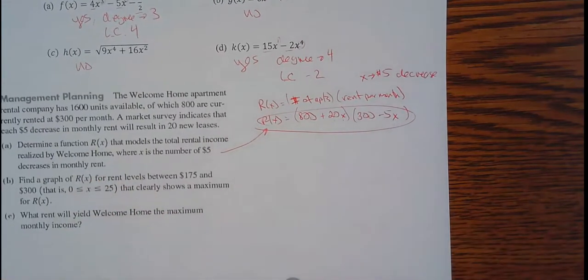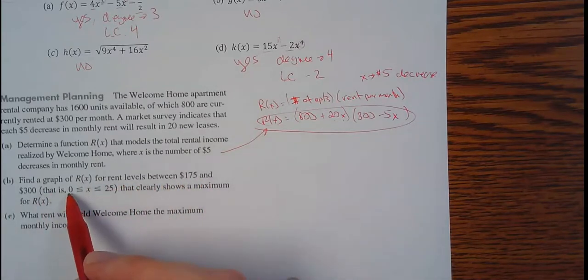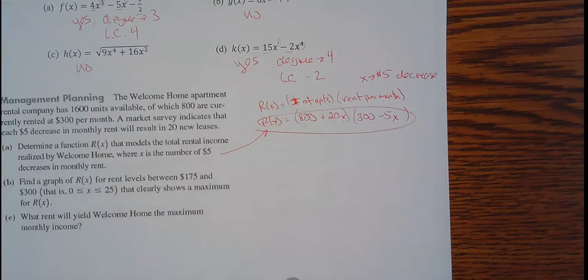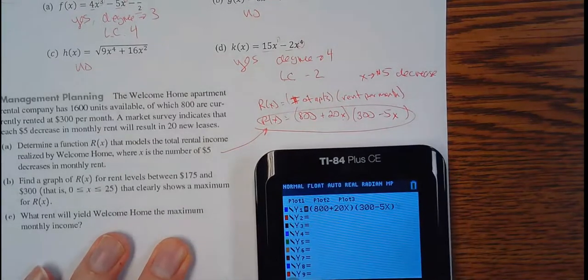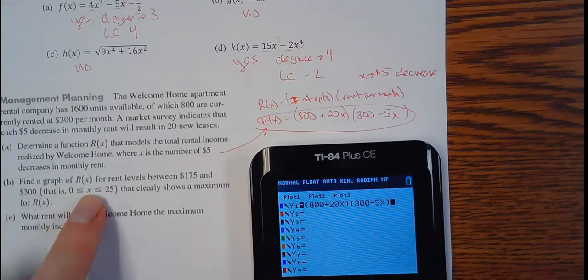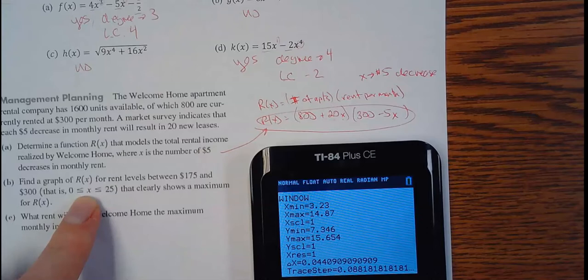Now it says find a graph for rent levels 175 to 300, which means your X would have no decreases up to 25 decreases. That clearly shows the maximum. So I'm going to get my calculator and type that in. I got this here in the Y equals spot. And instead of just hitting graph, this is a specific domain I want to look across. So I'm going to push window. I'm going to go from 0 to 25.